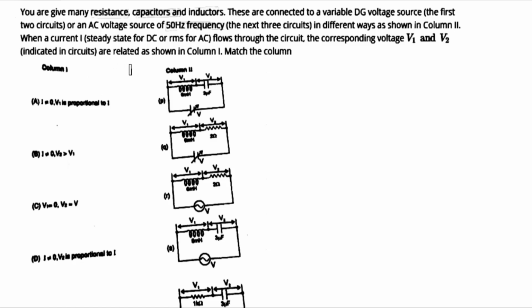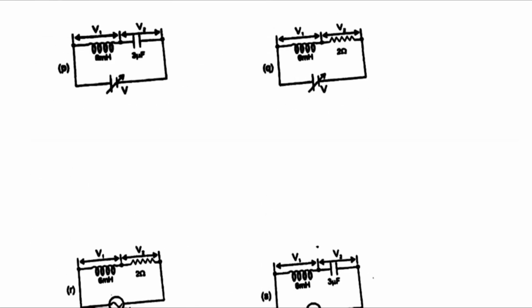So we have to match the columns. In the first two diagrams in column 2, we have a variable DC source. In diagrams R, S and T, we have an AC source. From these circuits we have to match the condition of the current and the potentials V1 and V2. So first of all we will see circuit P.